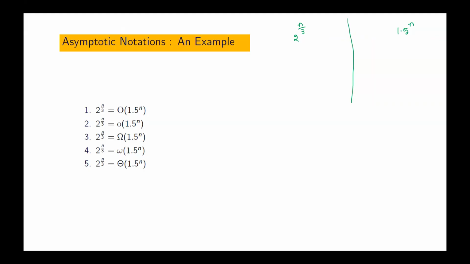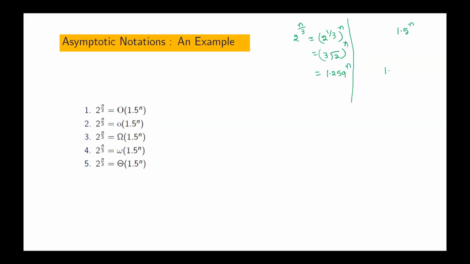So here, in order to find 2 power n by 3, the same logic which we used earlier, we can use. This can be written as 2 power 1 by 3 whole power n. What is 2 power 1 by 3? Cube root of 2, no? Whole power n. What is the cube root of 2? 1.259 whole power n.